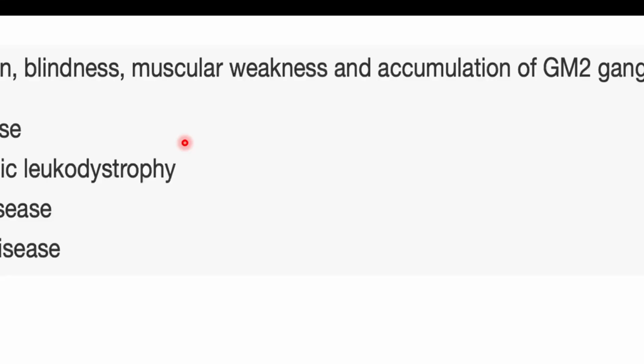Option A, Fabry's disease. Option B, metachromatic leukodystrophy. Option C, Tay-Sachs disease. Option D, Parkinson's disease. You have to read the question carefully. There are a certain set of symptoms mentioned here and the causative agent as well. The symptoms might be very similar, but you have to remember it via the causative. What is the cause for this disease? Accumulation of GM2 gangliosides is the key to this answer. Which of these diseases has these symptoms as well as accumulation of GM2 gangliosides?